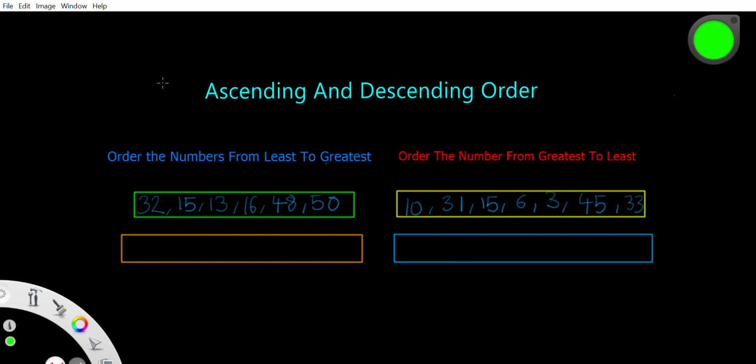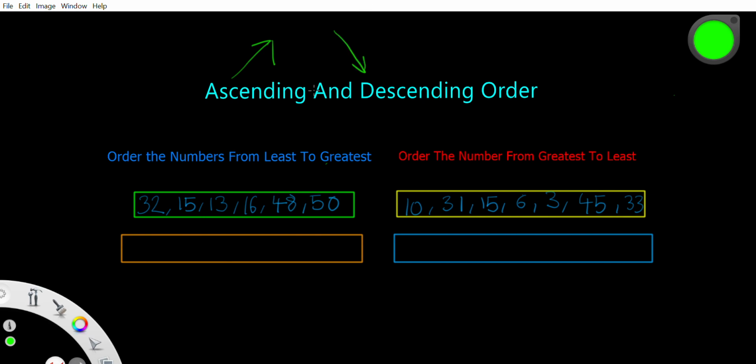Hi everyone. Today we're going to be learning something very cool and very awesome, and that is ascending and descending order. You might be wondering, what do ascending and descending mean? Ascending means going up, but descending means going down.